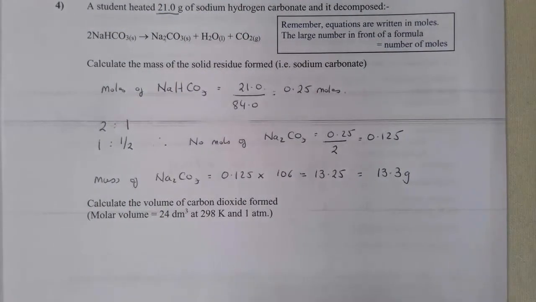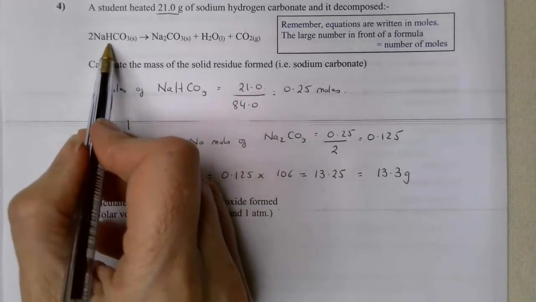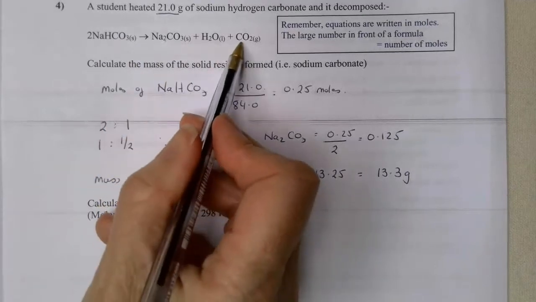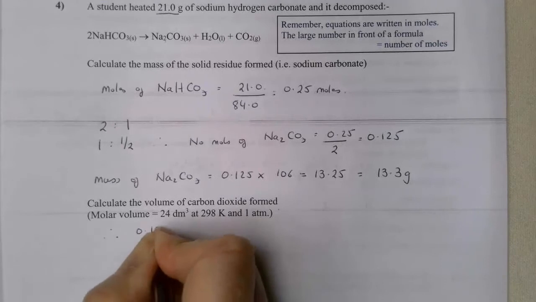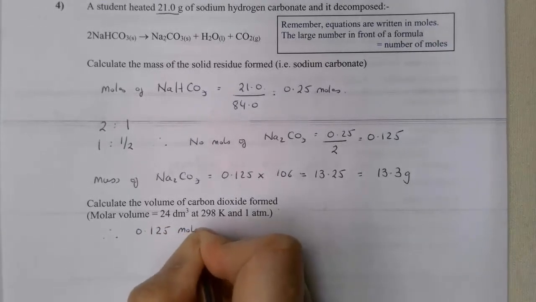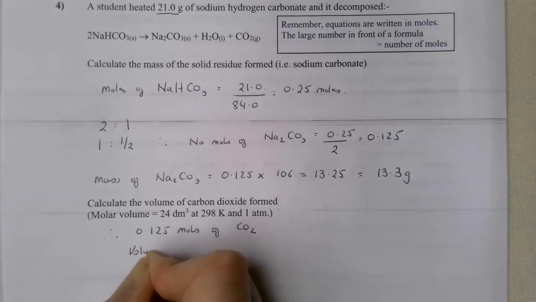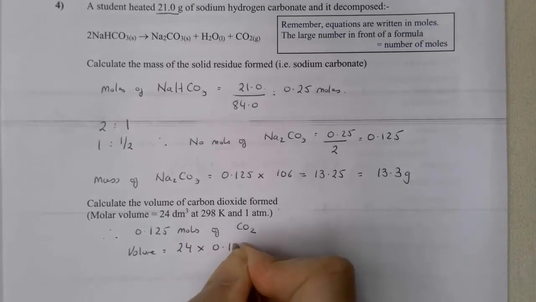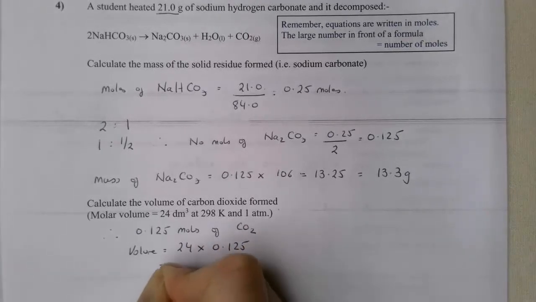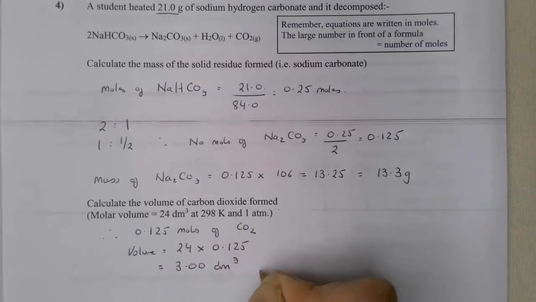Moving on to calculate the volume of carbon dioxide. Well, again, I've got the same molar ratio between the sodium hydrogen carbonate and the carbon dioxide. So therefore, I've got 0.125 moles of CO2. So the volume is my molar volume, 24 times my moles, and I get 3.00 decimeters cubed, again to 3 sig figs.